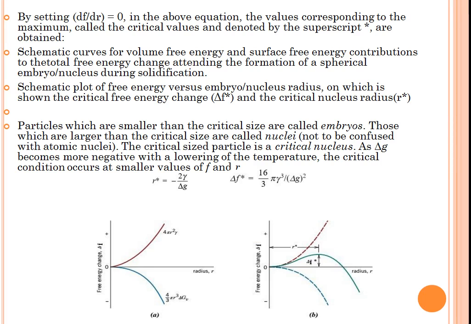Here the graph indicates the free energy available, delta F, in figure B. In figure A, you can see 4 pi r squared gamma and 4/3 pi r cubed delta G with respect to radius. If you plot, it is balanced on both sides. So the change in energy with respect to radius is exhibited in the second graph.